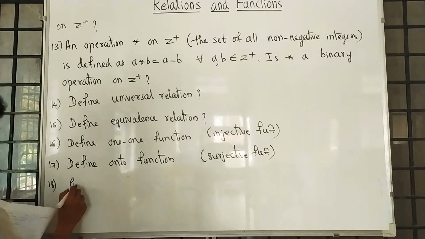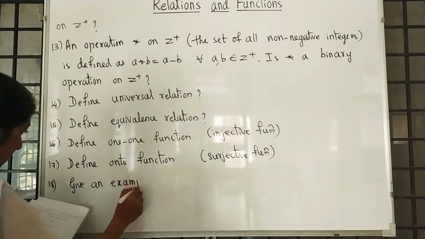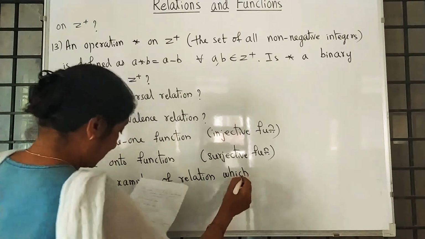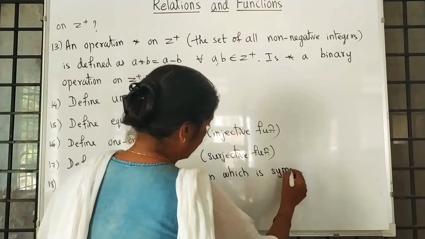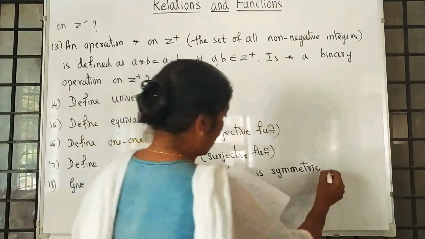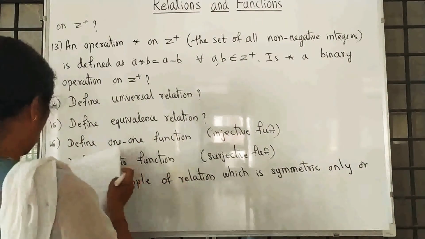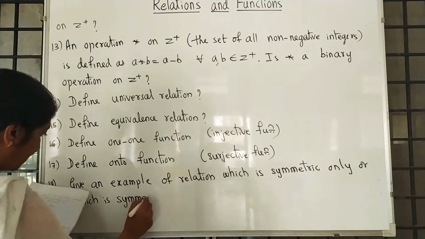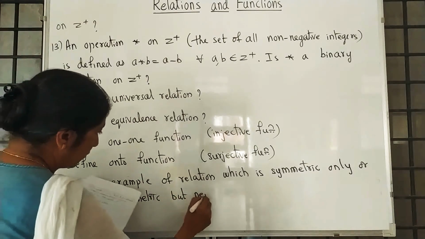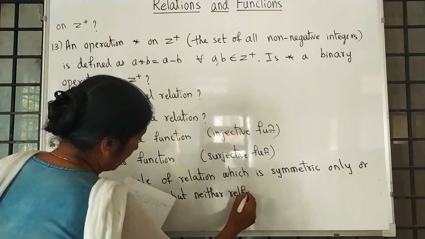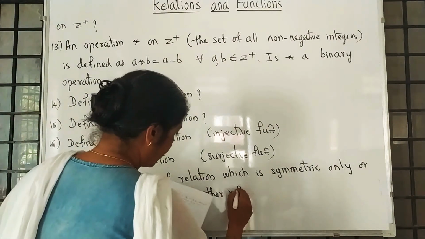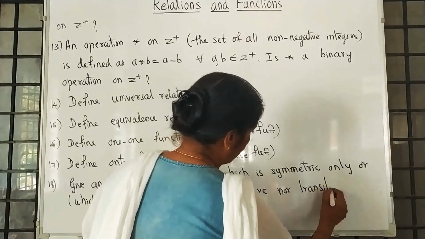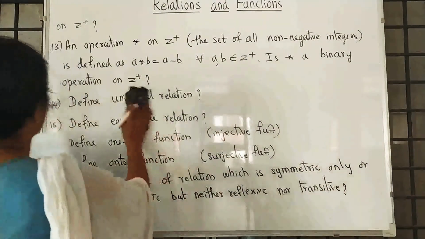Give an example of a relation which is symmetric only, or which is symmetric but neither reflexive nor transitive.